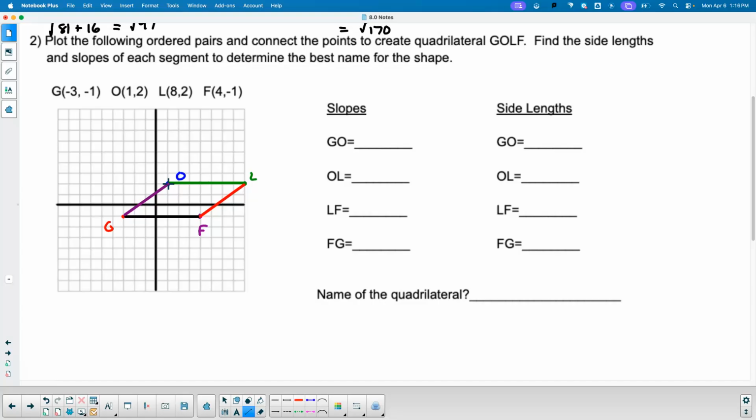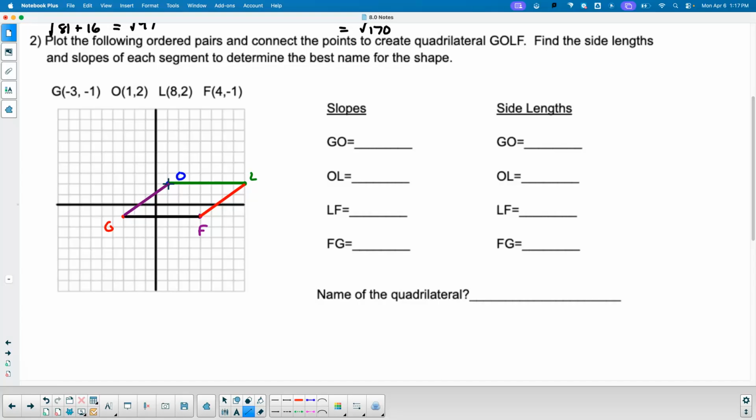Parallelogram. Okay. So if it's a parallelogram, which it looks like, now we're going to prove it. If it's a parallelogram, what does it have to have? What are some of the characteristics that make a parallelogram a parallelogram? Opposite sides need to be parallel. So what does that tell me about their slopes? Their slopes would be the same. So side OL would have the same slope as side GF, and side GO would have the same slope as FL, right?